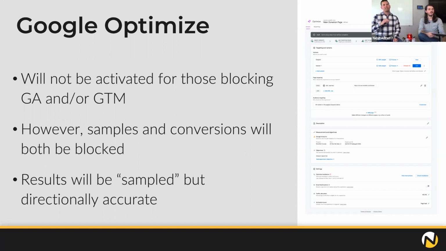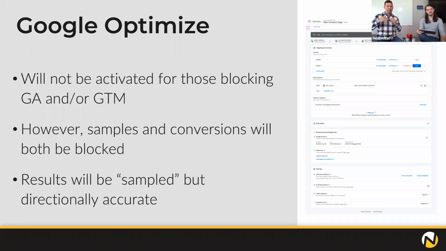But the question became, are experiments no longer valid because it's not tracking everything? So simply put, if you're using Google Optimize, either installing it directly on your site or putting it in Tag Manager, it doesn't matter. A software that's going to block it is going to block it either way because both of them reference the same URL. There's a Google URL that's getting blocked. Samples and conversions are going to be blocked the same. What that means is your results are effectively sampled.